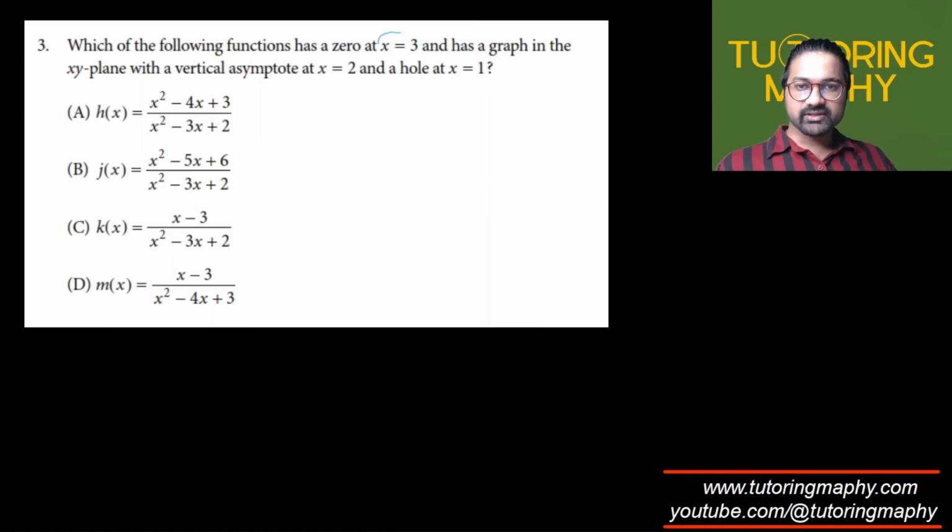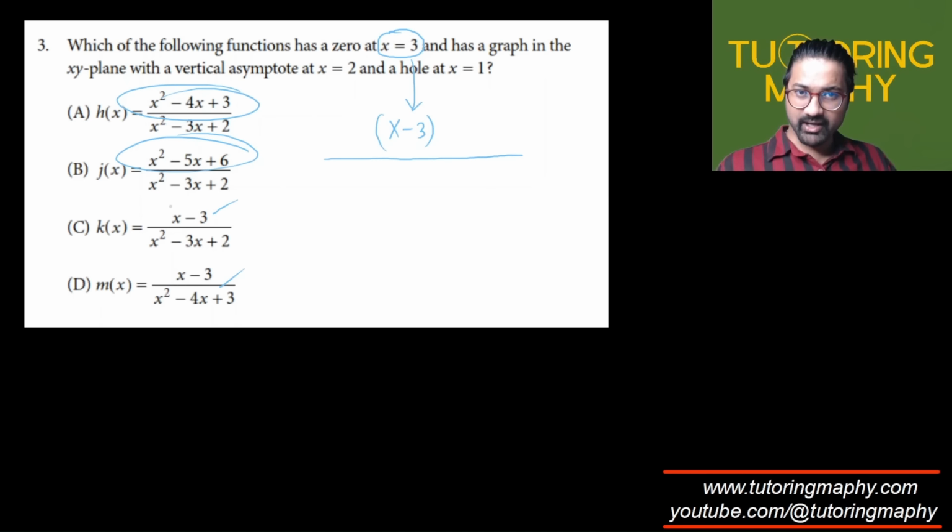So first things first, if it has a 0 at x equal to 3, it means that it must have a factor of x minus 3. And since all the options are rational functions, we must conclude that x minus 3 must be present at the top. Of course, I don't see any x minus 3, I do see x minus 3 here, but it doesn't mean that x minus 3 cannot be here, because these are not factored.